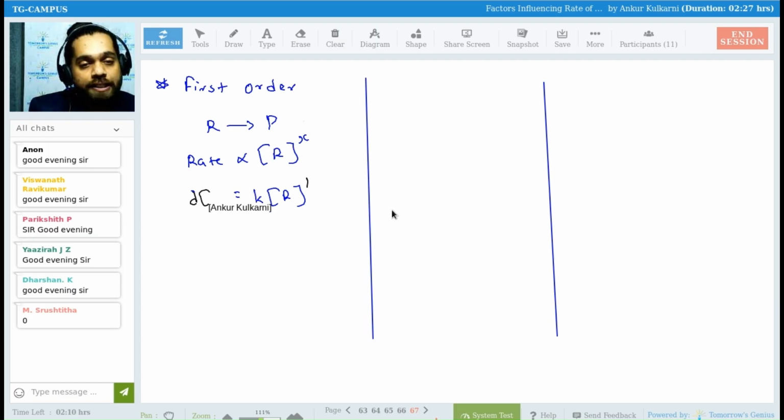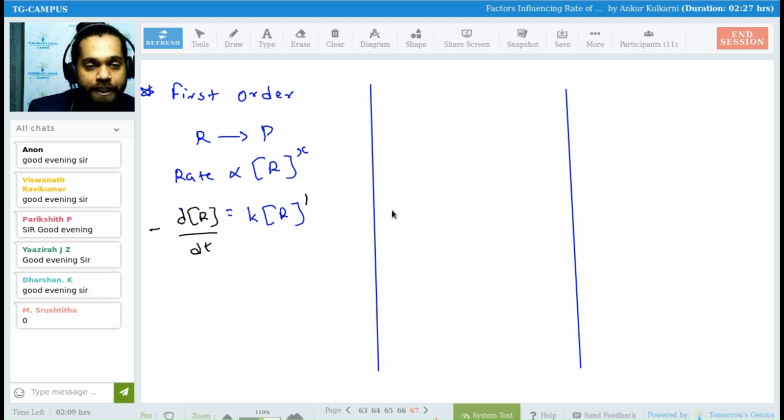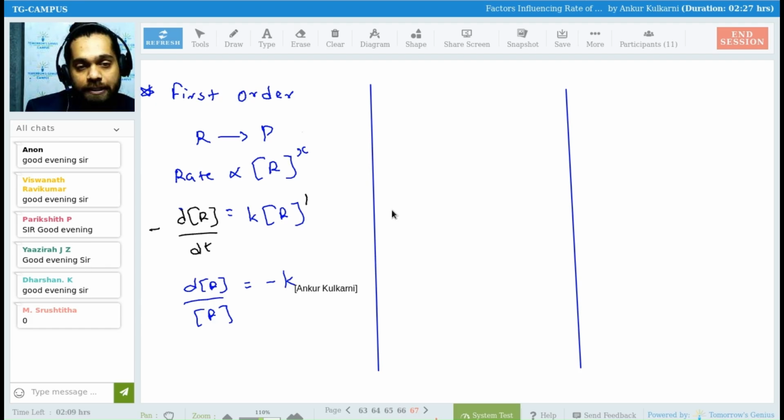And rate we again know it is minus dR by dt. Now over here, everyone, we have a situation. We do not have R naught. So if I have to take the integration, what I have to do? I'll take this R to the denominator. So I'll write dR by R is equal to, I have multiplied the whole equation by minus, so minus minus plus, and the k becomes minus k dt.